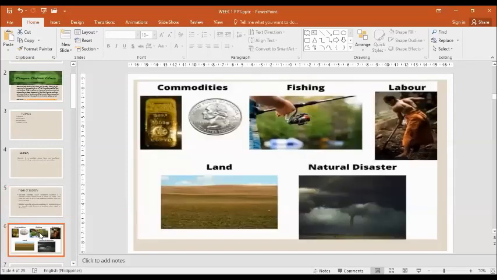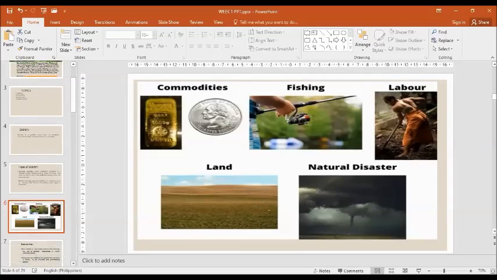Okay, these are examples of the different types of scarcity. In terms of commodities, fishing, labor, the land. Especially the last example about absolute scarcity, because of lack of water supply, it results in drought and natural disaster.